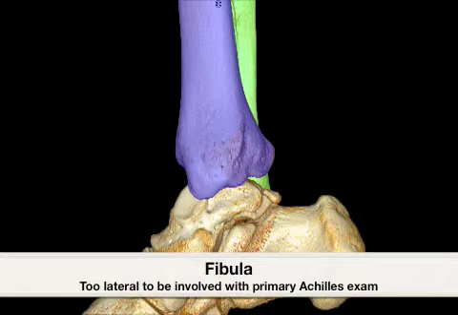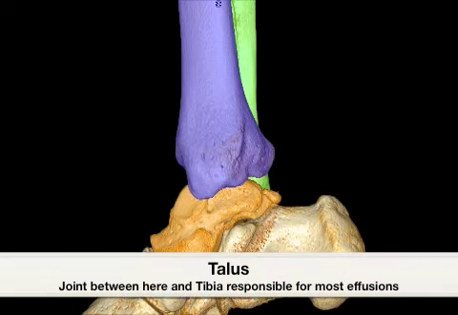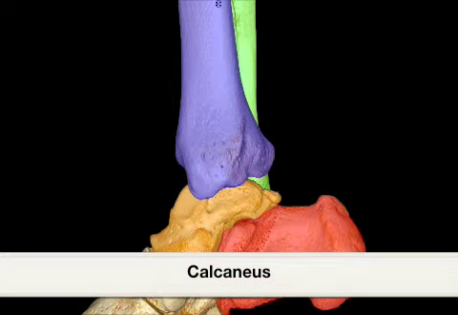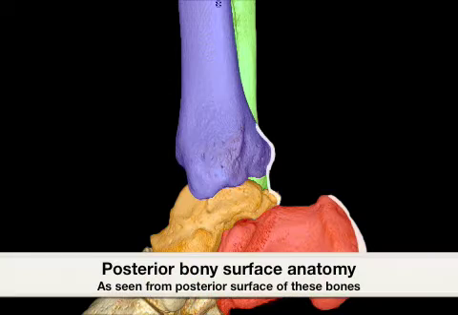Also laterally, in green, we have highlighted the fibula, which is typically not associated in the Achilles tendon examination. Also highlighted here in orange is the talus bone, which is also responsible for the site in evaluating most posterior joint effusion. The last bone highlighted in red is the calcaneus, which will serve as our anchor point for the Achilles tendon. This white rim represents the viewable surface anatomy by ultrasound.